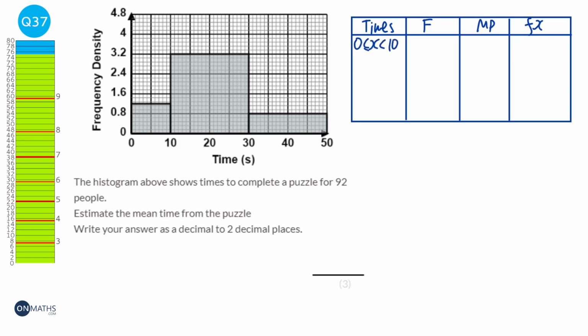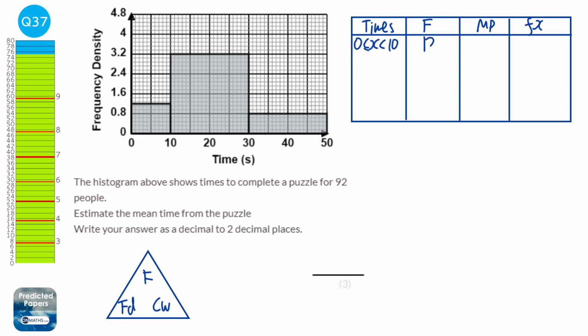And to find the frequency, I might as well just show this. So the frequency density is proportional to the frequency over class width. The class width here is 10, and the frequency density is 1.2. So 10 times 1.2 will be 12. And then the next group is up to 30. So we're doing 20 times 3.2, which will be 64, and then the final one will be 30 to 50. So again, we're doing 20 times 0.8, which will be 16.